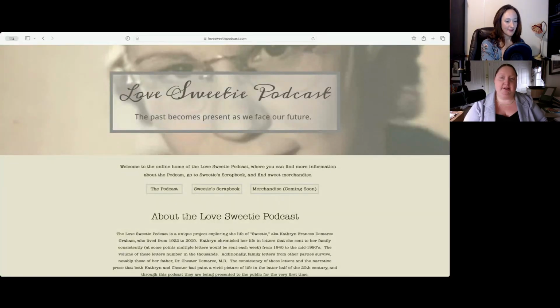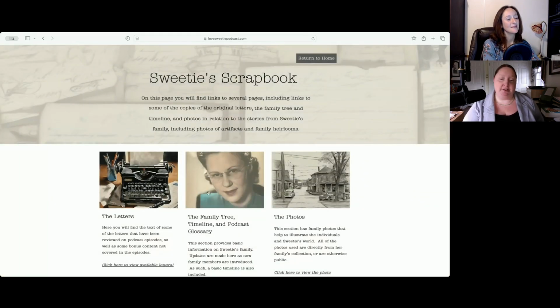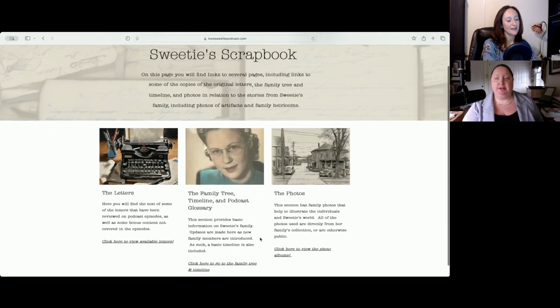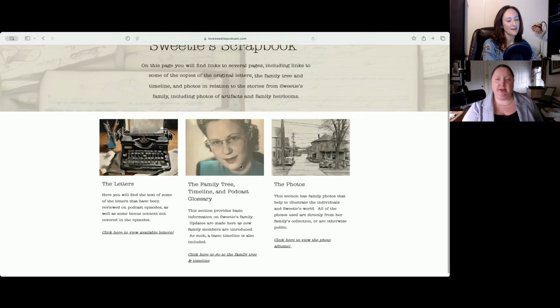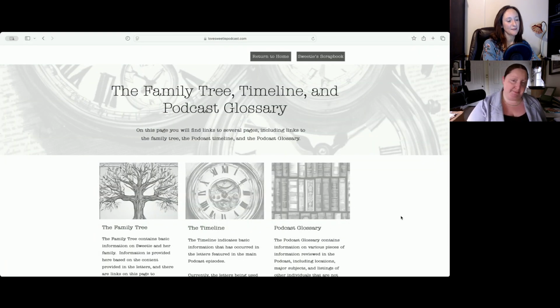So, on the Love Sweetie Podcast website, which is www.lovesweetiepodcast.com, if you go to Sweetie's scrapbook, you'll see the different sections. In this case, you want to go to the section called the Family Tree Timeline and Podcast Glossary, and you can either click the link or click Sweetie's photo, and it'll lead you to a new menu here, which includes the family trees. So if you've been confused about who people are and need to double check your information for these letters, or if you're joining new and you want to figure out who everybody is, you want to go and look at that. The timeline catches you up to where we are with the letters.